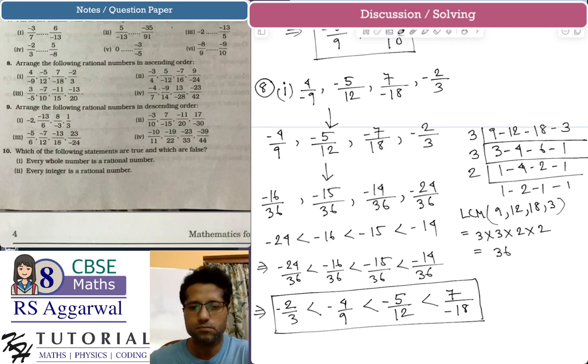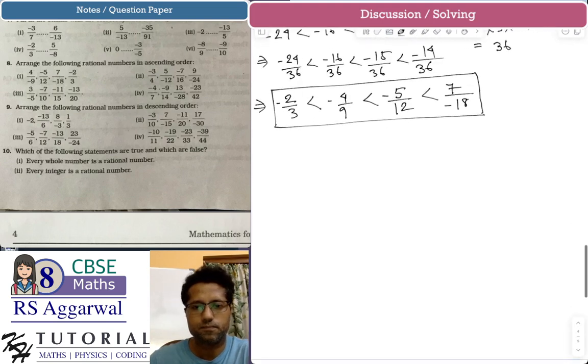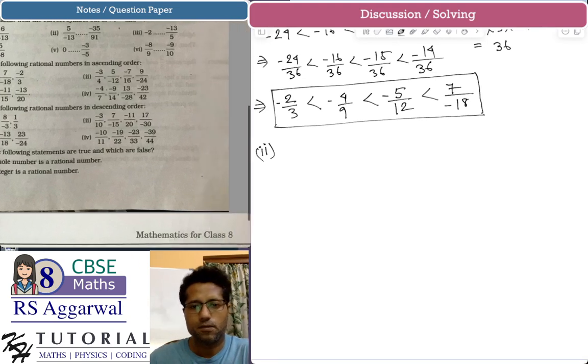Okay. Let's do part 2. Part 2 says the rational numbers are minus 3 by 4, 5 by minus 12, minus 7 by 16, and 9 by minus 24.